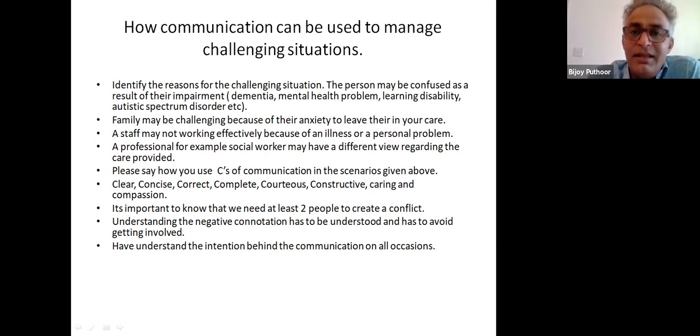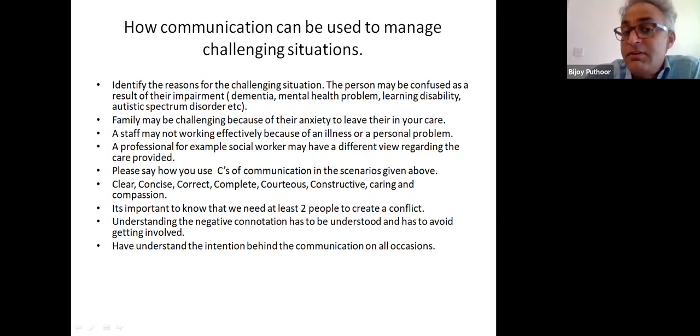So we have to understand that impairment and understand the reasons for confusion. If a person is suffering from mental health issues, and they are confused as a result of it, you may have to take that into consideration, because some of the things that you may say may have a negative effect on them.